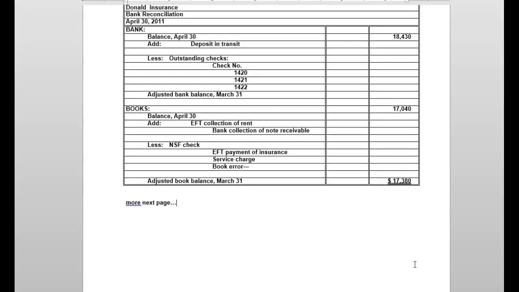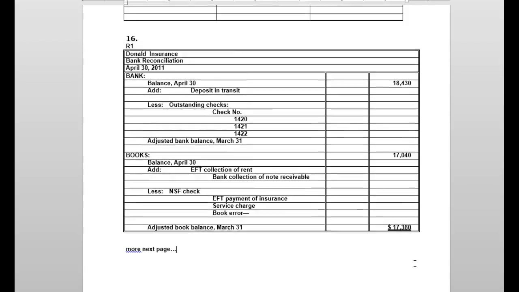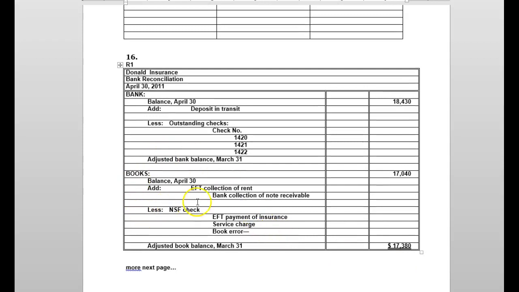They use a lot of acronyms here. So the first thing you need to know is EFT is electronic funds transfer. They use BC for bank collection. And they use SC for service charge. And NSF for a non-sufficient funds check.